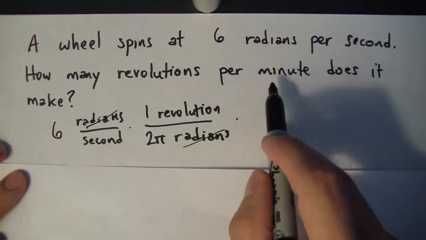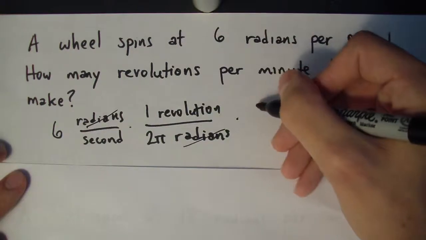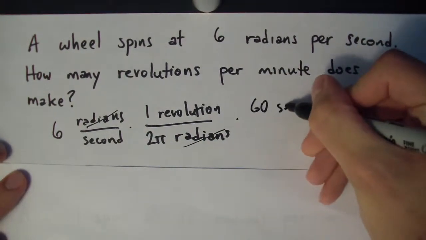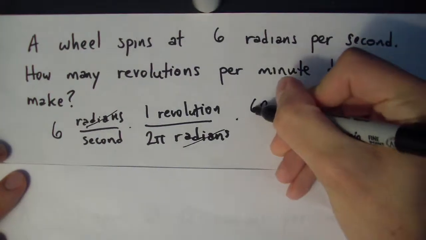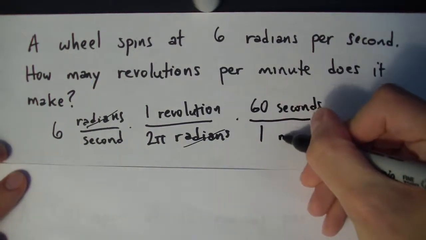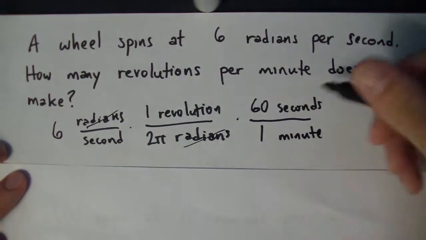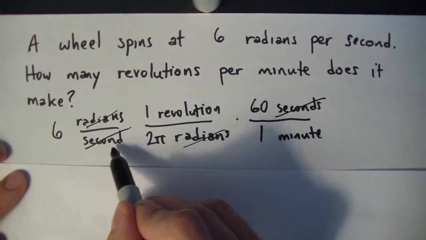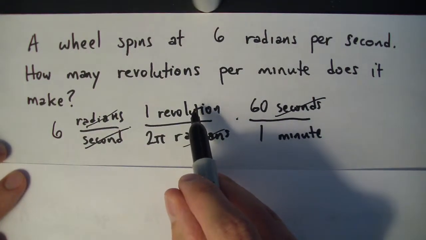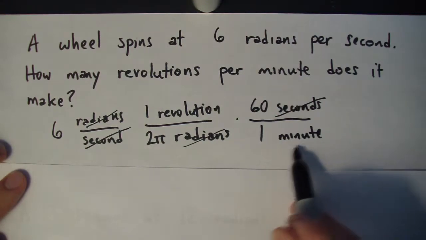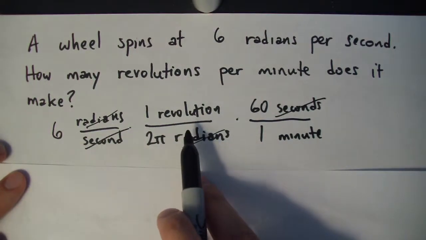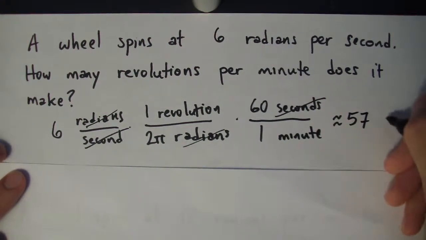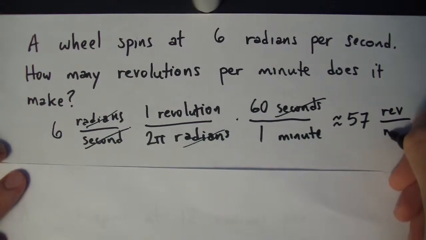Okay, so now the radians will cancel, and that'll leave us with revolutions per second, but we want revolutions per minute. So we just have to get minutes in the denominator. So we'll take 60 seconds over 1 minute, right? 60 seconds equals 1 minute. And now the seconds in the numerator will cancel with the seconds over here and leave us with revolutions per minute, which is what we want. And now, when we multiply all of this out, we get approximately 57 revolutions per minute.